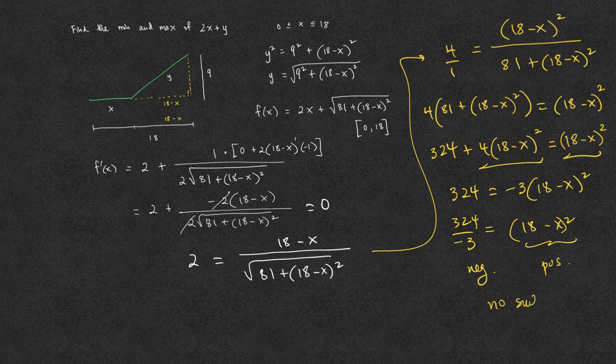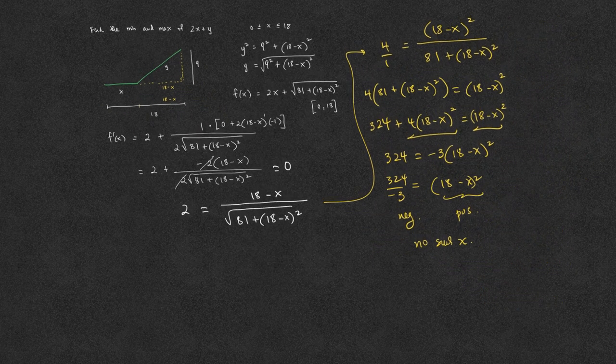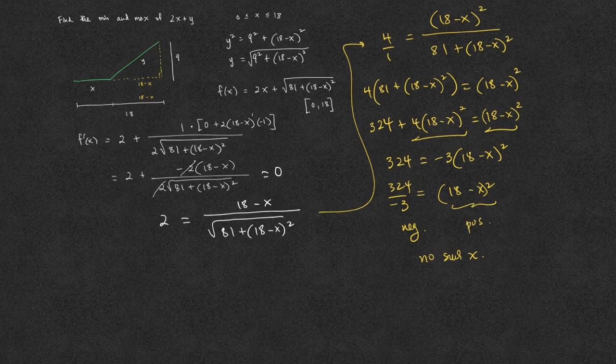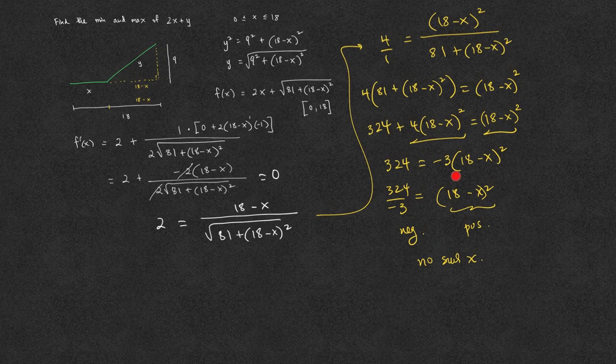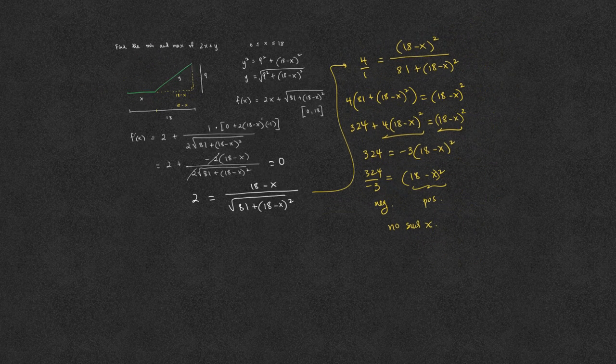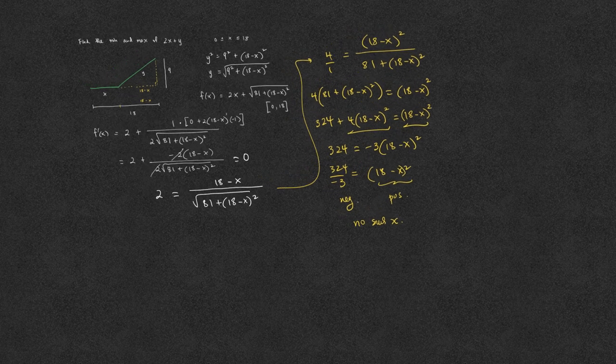so there will be no such x. In this case, there will be no critical numbers, so the minimum and the maximum occur at the endpoints only. We could not find any critical number because solving this equation would lead us to no solution, because the square cannot be negative. It remains for us to check the endpoints only.